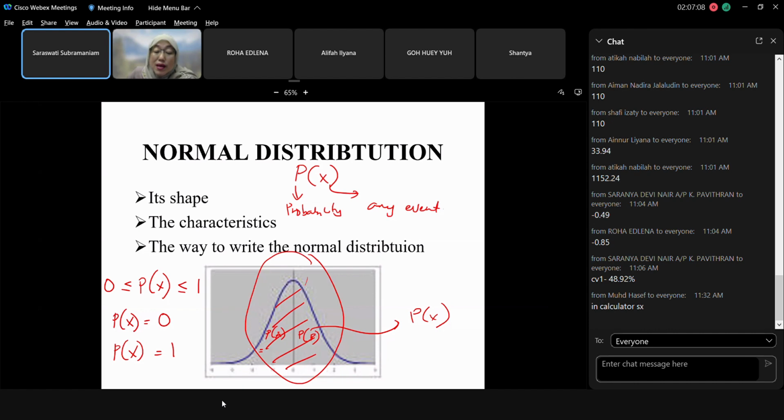Okay, but I mentioned just now that the area under the curve of this normal curve actually represents probability. And this normal curve is symmetrical, so area A and area B should be the same. Area A and area B will be the same area. So what is the probability for area A?